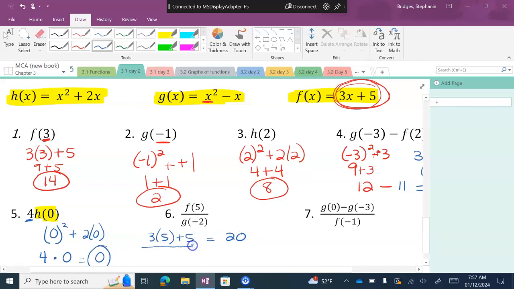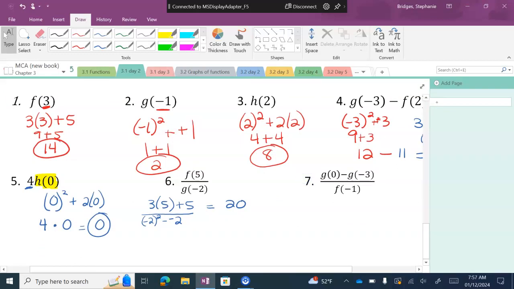And then at the bottom, I'm going to do g of negative 2. So I'm going to plug in negative 2 into my g function. What's negative 2 squared? 4. And then minus a negative 2 also turns into plus. So what do I get at the bottom? 6. Does that make sense so far?